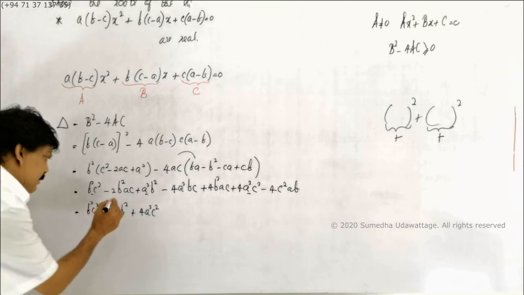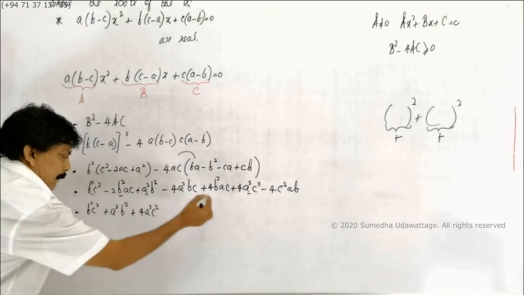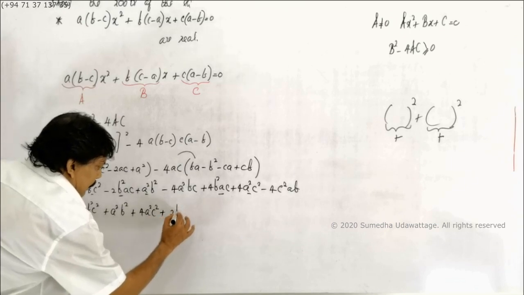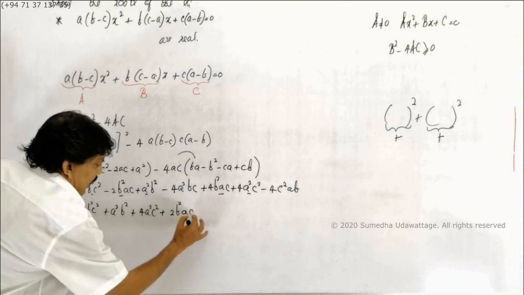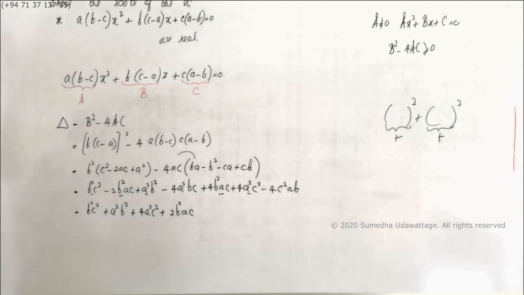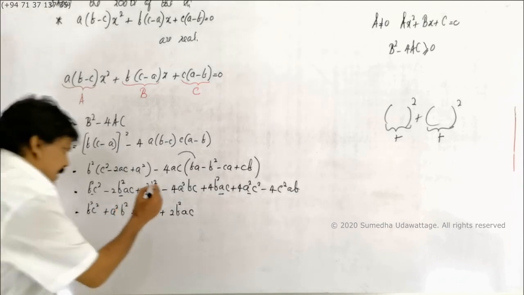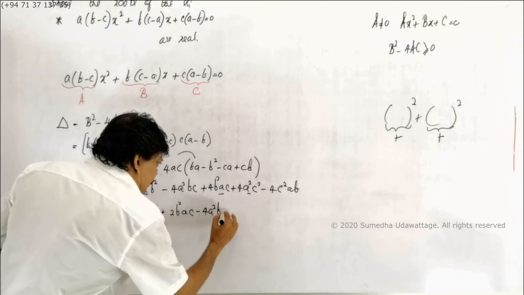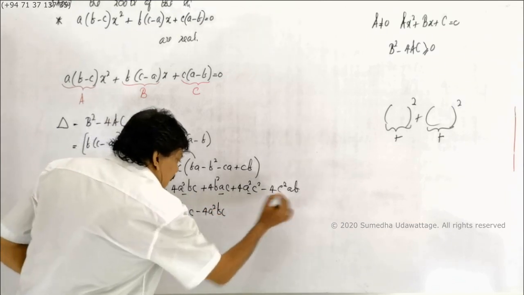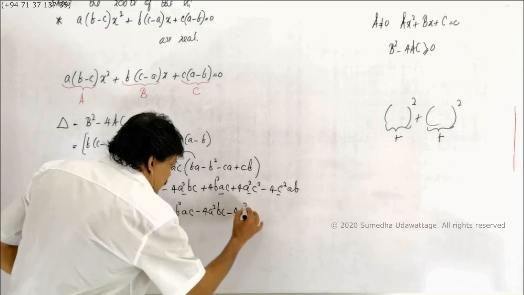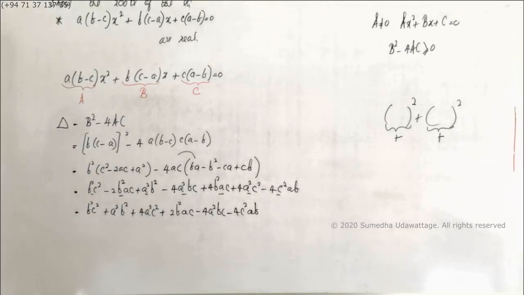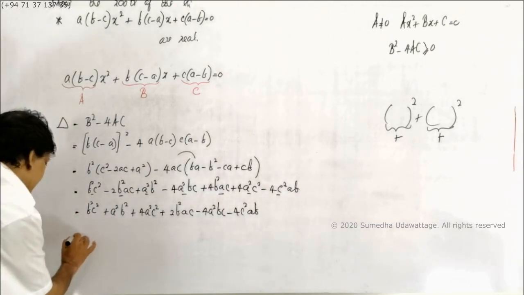You get minus 2b square ac plus 4b square ac, which would give 2b square ac. Then the remaining values would be minus 4a square bc, this value, and this minus 4c square ab. Now, to show that this is a positive value, look here.